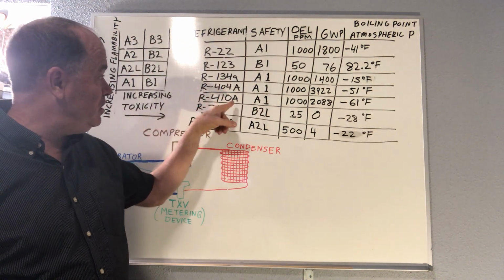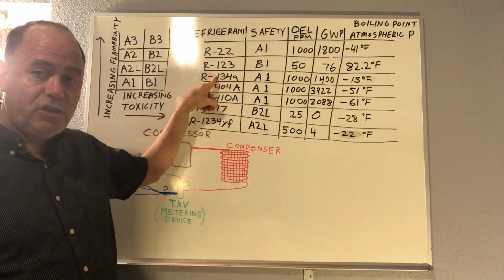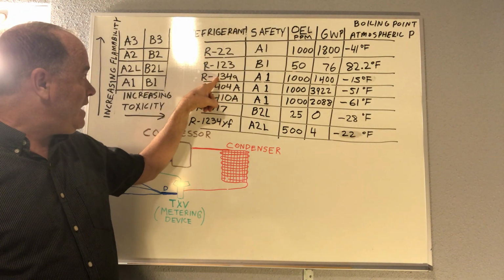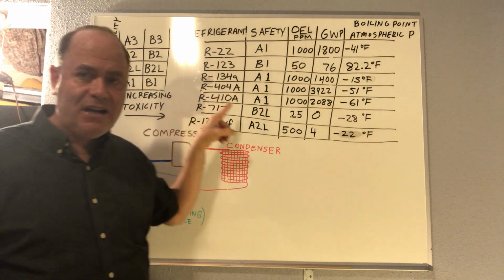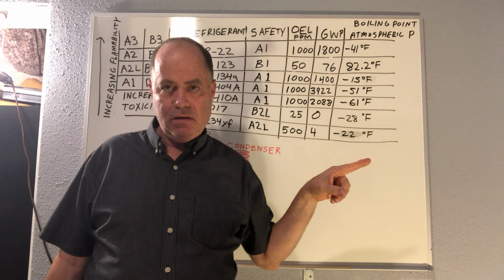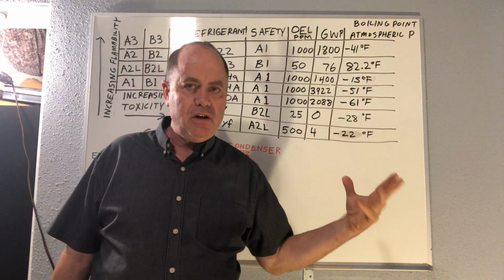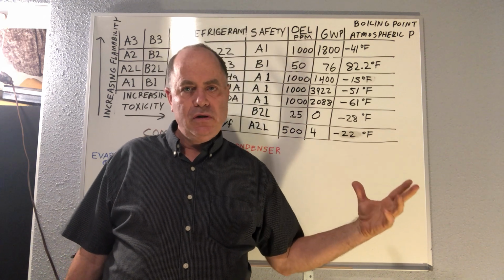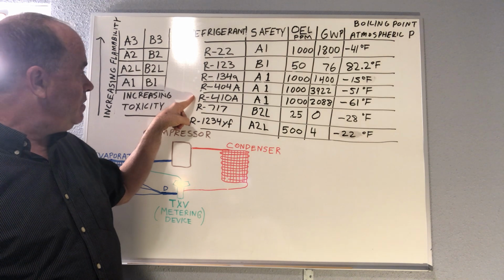410A is used for air conditioning. 134A is freezers, medium temperature refrigeration, car air conditioners in older cars, and some chillers. 410A is all packaged air conditioning systems: split systems, ductless mini splits, window units, 90-ton air-cooled package units, etc.